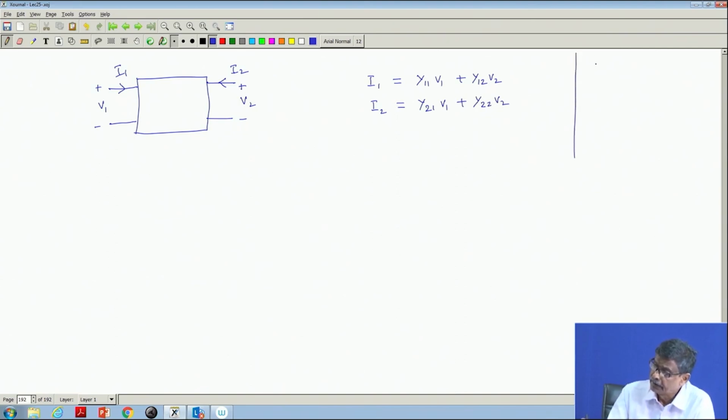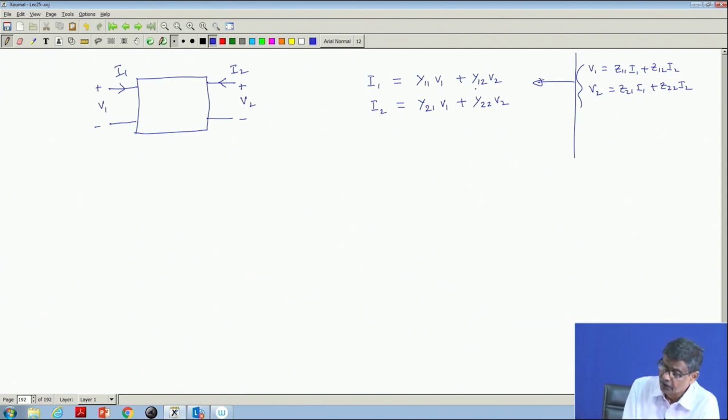And recall that in the impedance matrix we wrote these equations like this: V1 is equal to Z11 I1 plus Z12 I2, and V2 is equal to Z21 I1 plus Z22 I2. Now, this is another way of relating the input port current and voltage with the output port current and voltage. These two sets of equations are the same, that is, one can easily obtain from this what should be the values of y11, y12.